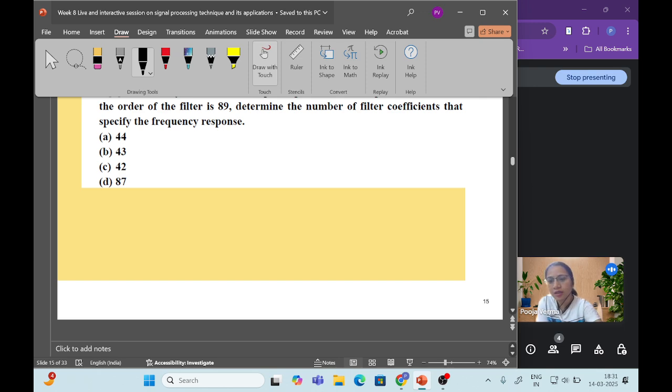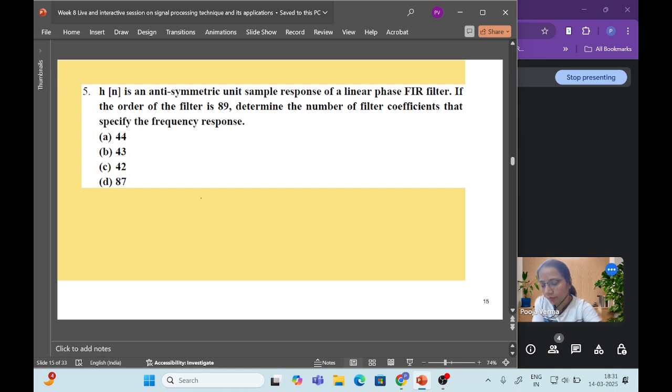Okay, so let's solve this question. As we know that for an antisymmetric filter, h of n is equal to h of (M minus 1) divided by 2, which is equal to 0.